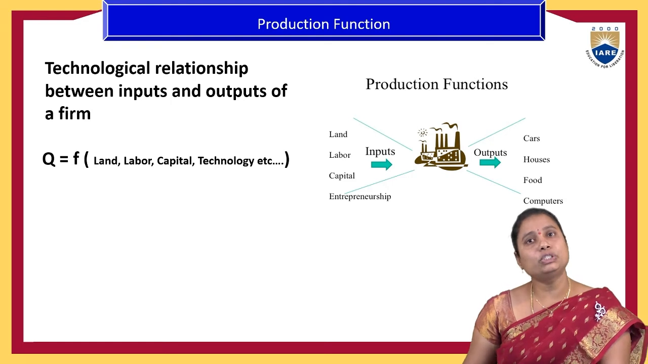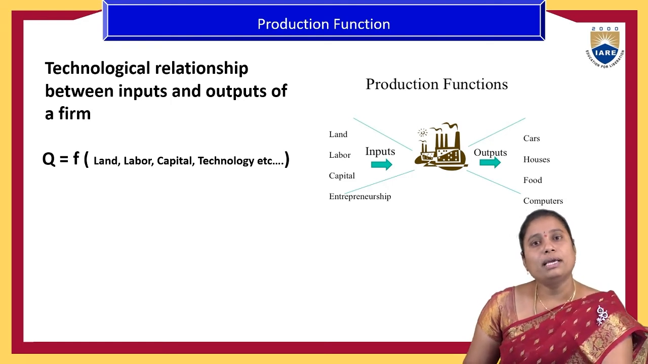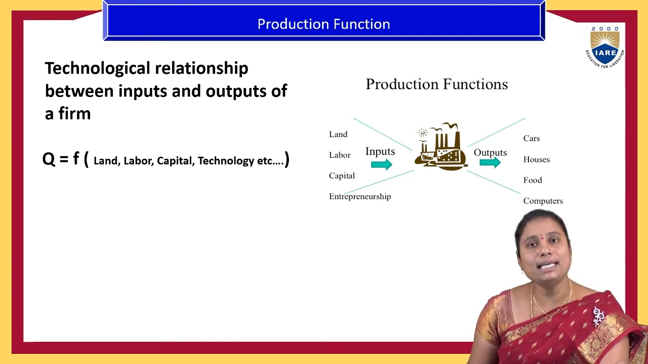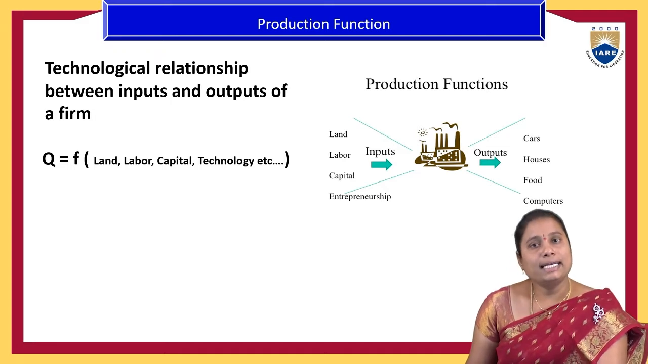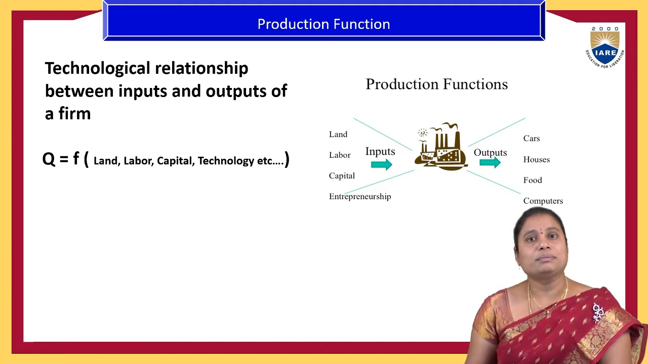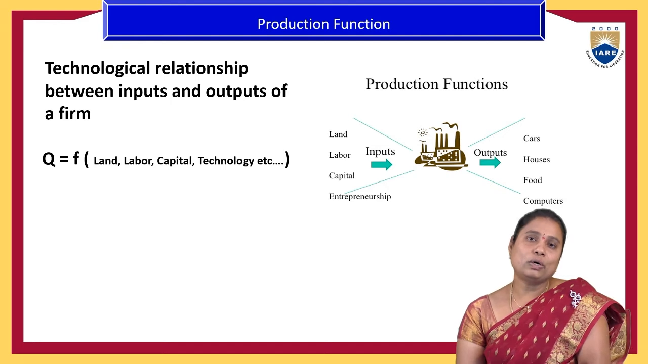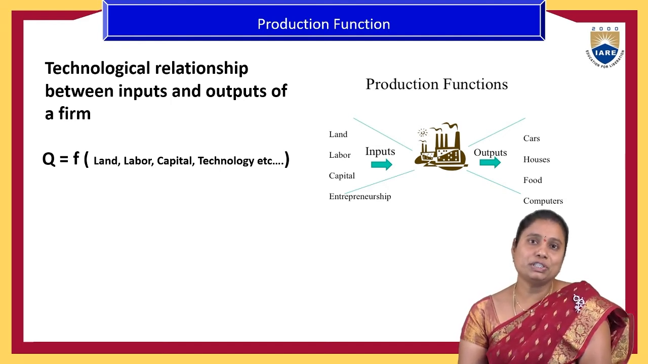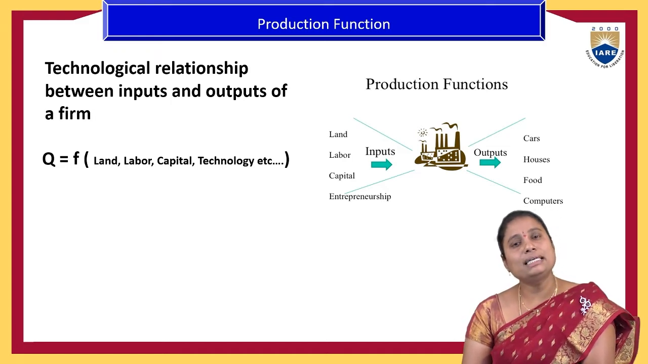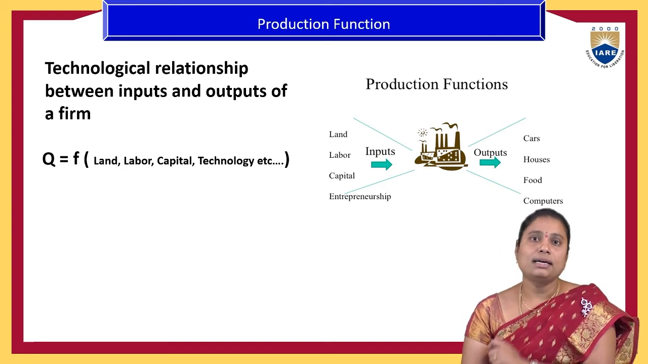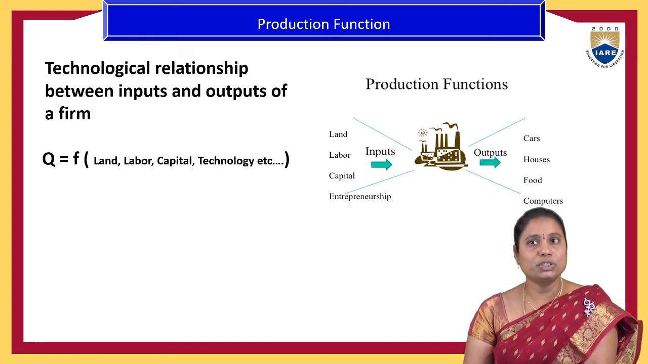That mathematical relationship between the inputs and outputs is called the production function. This technical relationship is denoted with the letter Q, that is, the quantity of the product being produced depends on the functioning of the inputs, that is land, labor, capital, technology, and any other machinery. These are all called inputs. Based on the functioning of these inputs, the expected output depends. That expression between inputs and outputs is called the production function.